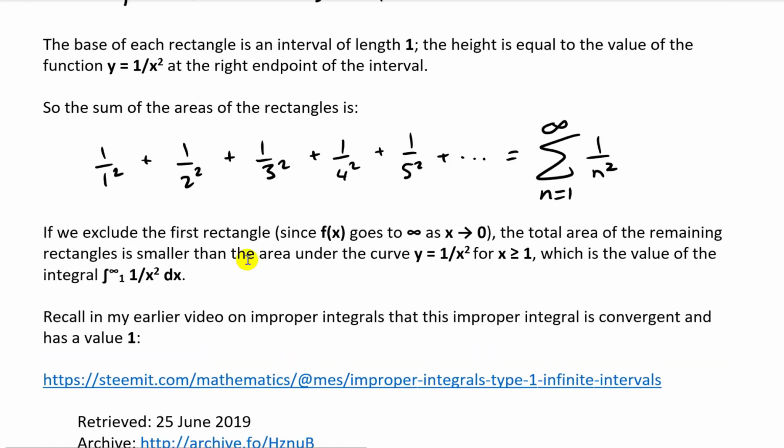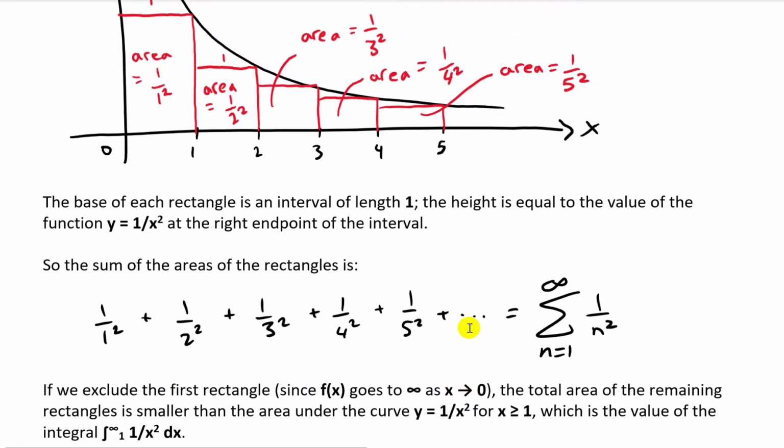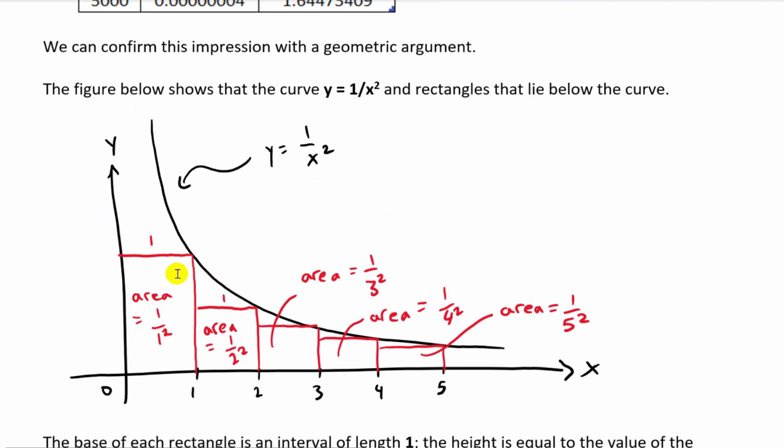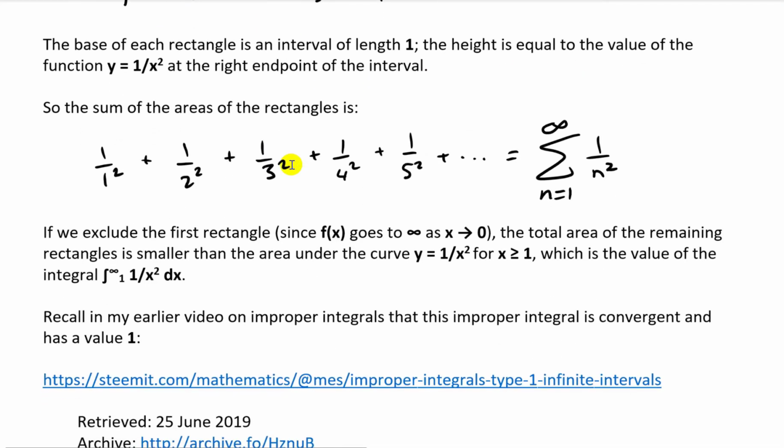Alright, now if we exclude the first rectangle, since f of x goes to infinity as x approaches 0, so here if we just exclude this one right here, just so we don't need to deal with this function going all the way to infinity as x approaches 0, because 1 over 0 is infinity, so just so we don't need to deal with it.